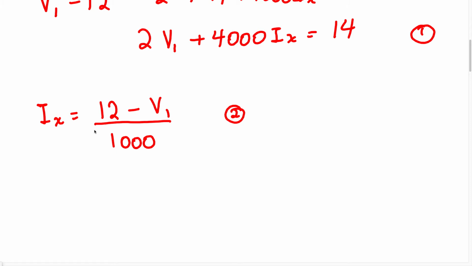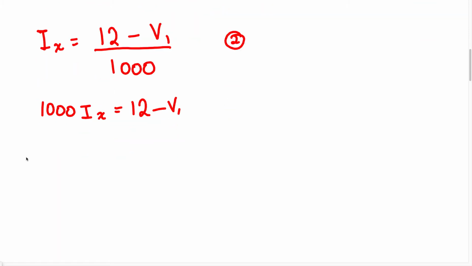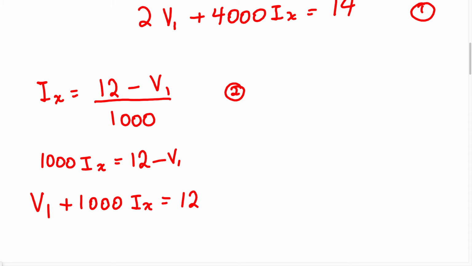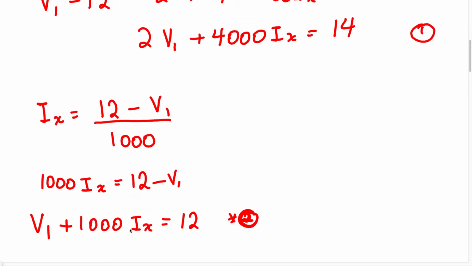So I'm going to say 1000 times Ix, right? That way we get rid of that 1000 in the denominator. And when I simplify this some more, I'm going to bring this V1 over. So we're going to have V1 plus 1000 Ix equals 12, right? So this is my updated equation 2. Now, when I look at this, I have two equations, two unknowns. So we can just use the matrix method, right?